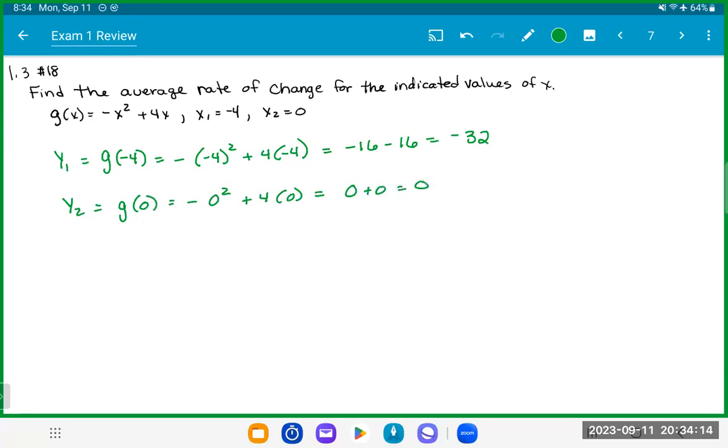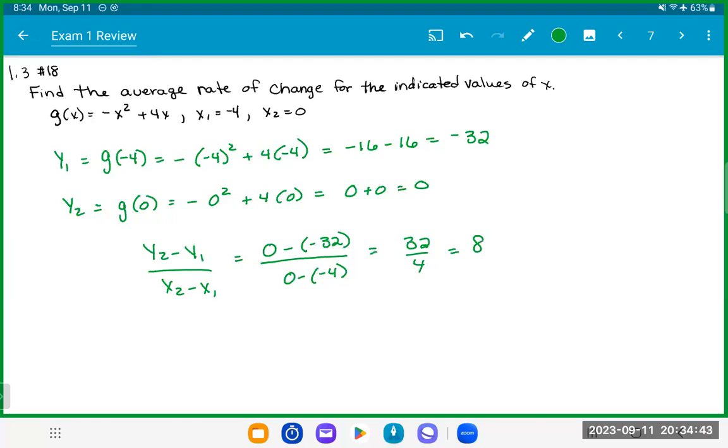Okay. So finally, when I want to determine my rate of change, that is my y2 minus y1 over x2 minus x1. So this is 0 minus -32 over 0 minus -4. And that gives me 32 over 4, which is 8. So my rate of change for this function and those two given x1, x2 is 8.